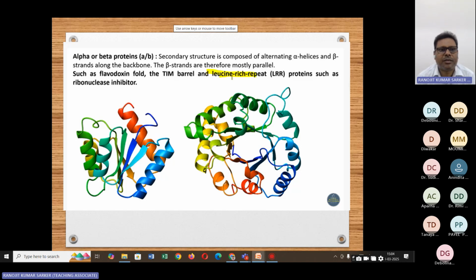Okay, leucine rich repeat, the flavodoxin fold. So many times in the structure database you actually came across these sorts of names. Now you can see that these are the helices and these are the sheets, and see their topology. Look at their topology in both the structures. These are the secondary structures, the alpha helix structures and the sheet structures. See, they have formed a different layer altogether.